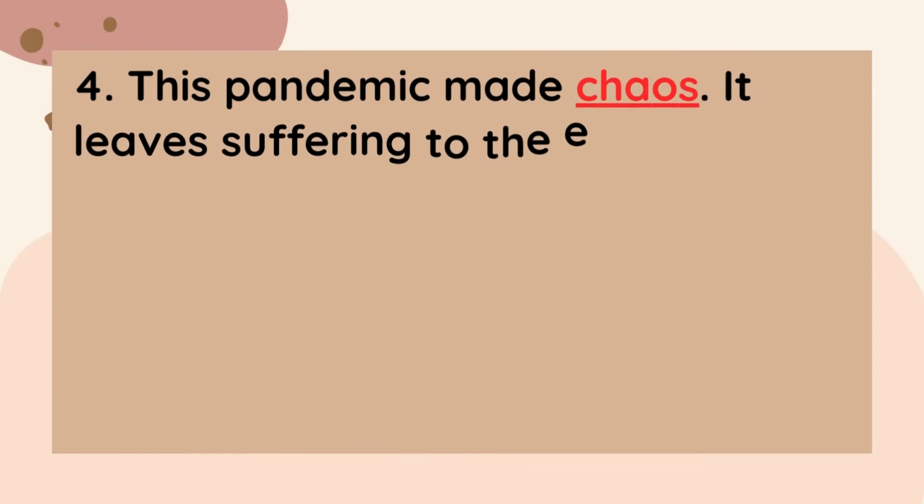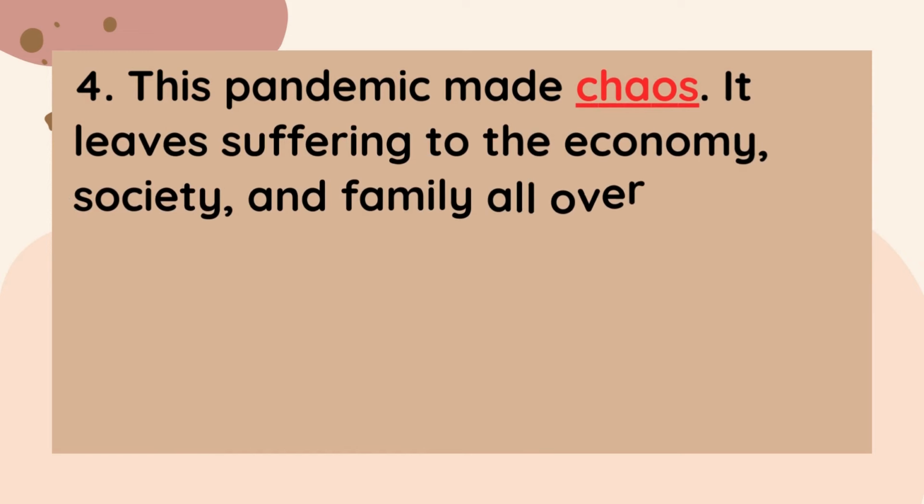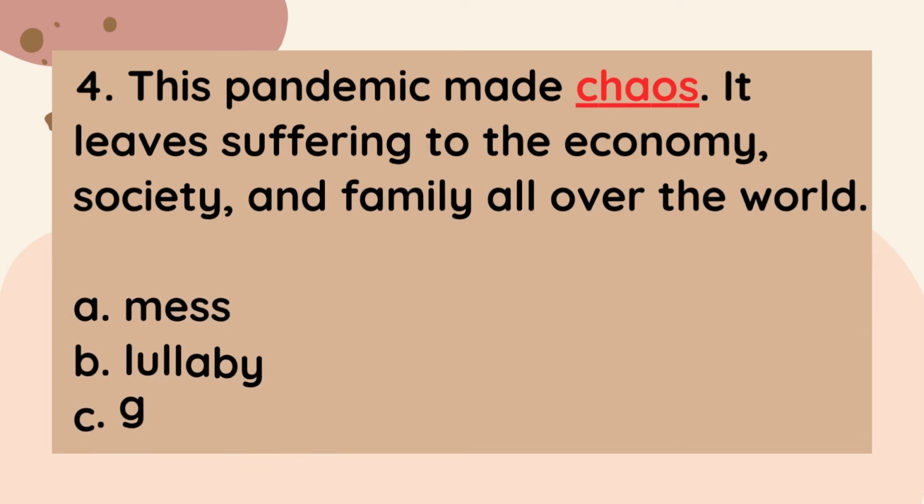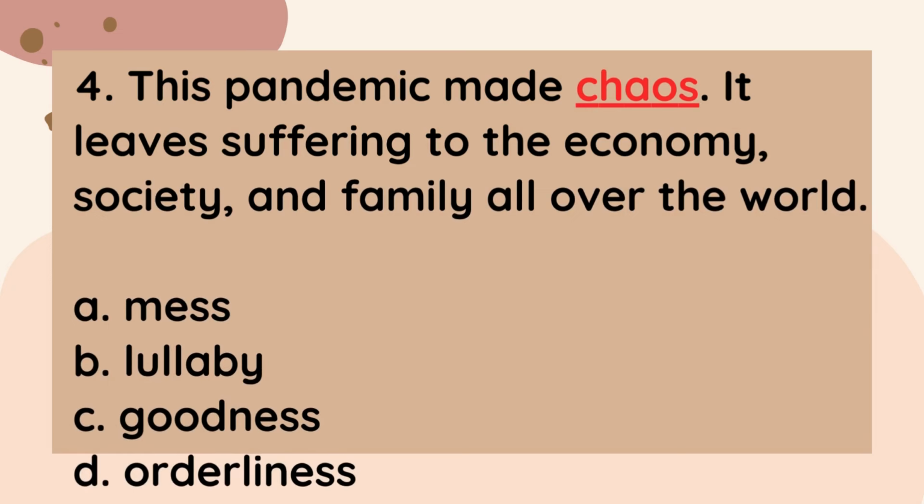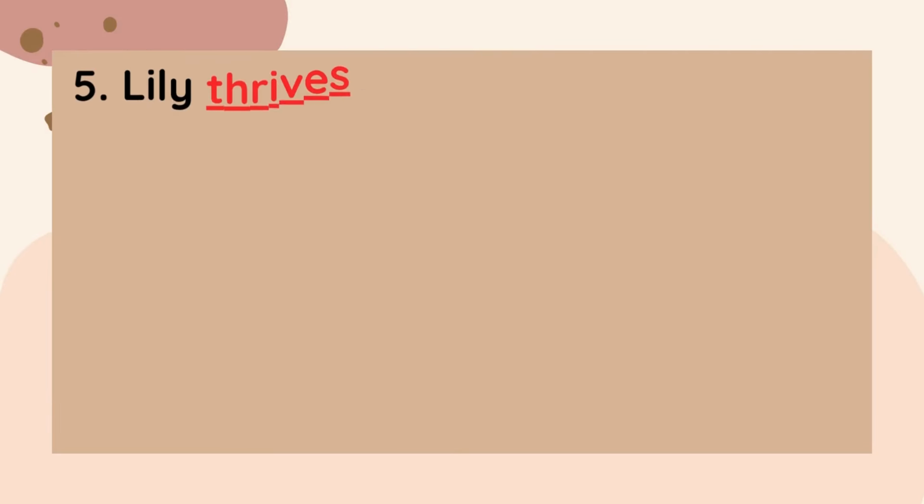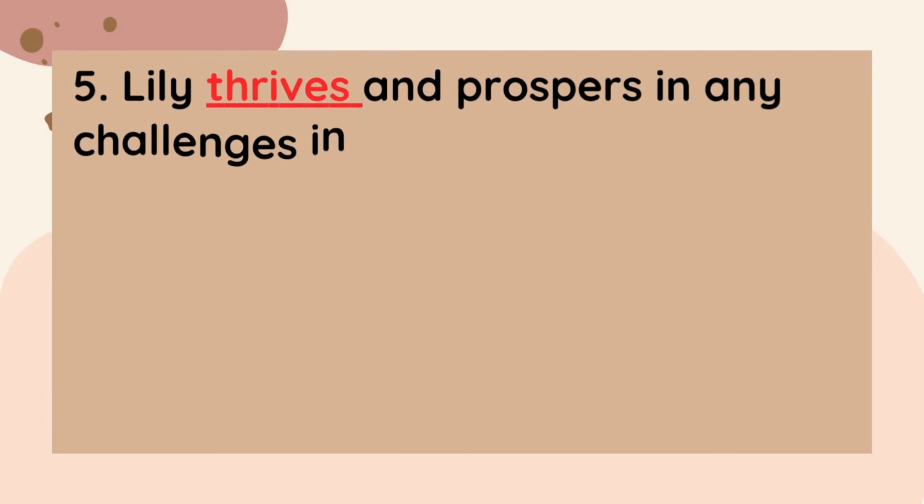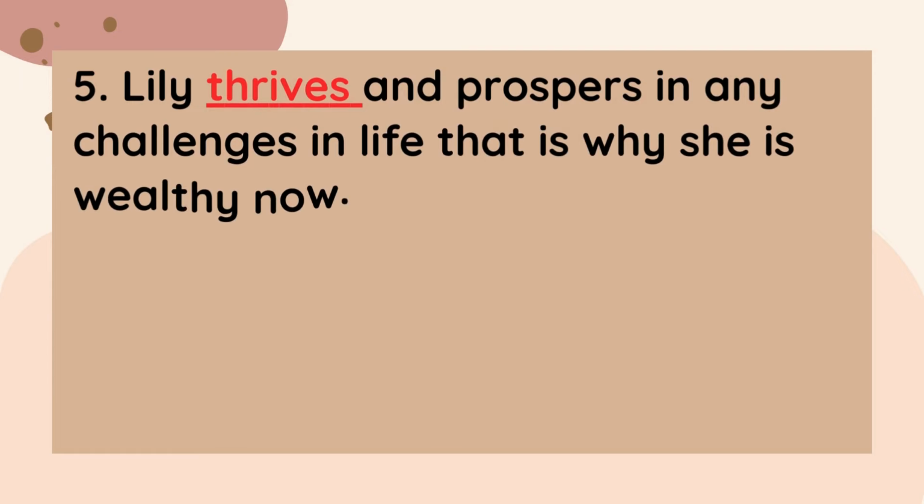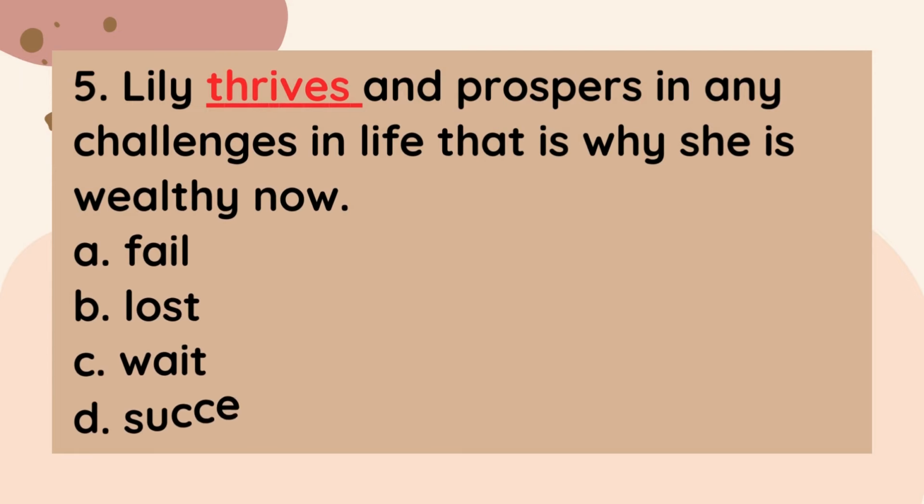Number 4, this pandemic made chaos. It leaves suffering to the economy, society, and family all over the world. Letter A, mess. Letter B, lullaby. Letter C, goodness. And letter D, orderliness. Number 5, Lily thrives and prospers in any challenges in life. That is why she is wealthy now. Letter A, fail. Letter B, lost. Letter C, wait. And letter D, succeed.